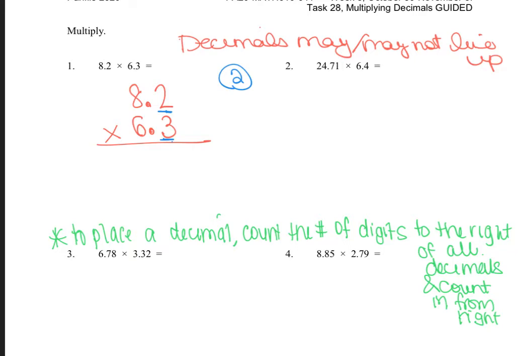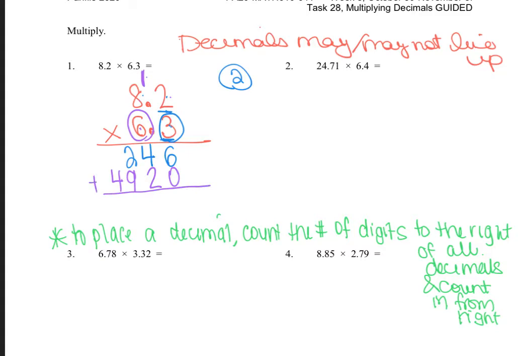Okay? So now I'm multiplying with the 3. So 3 times 2 is 6. 3 times 8 is 24. I'm not placing any decimals right now. I'm not doing a thing with them. I'm going to put my 0 there because now I'm doing the 6. 6 times 2 is 12, so I put the 2 down and I carry the 1. 6 times 8 is 48, plus 1 is 49.